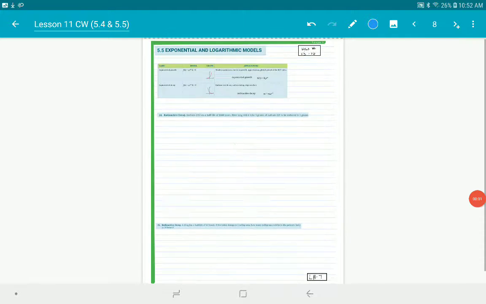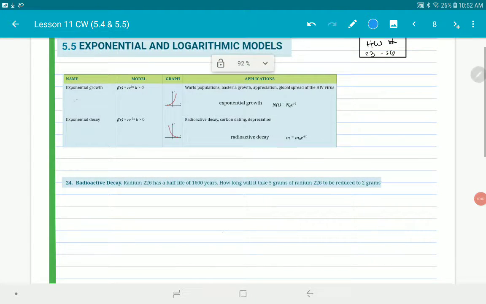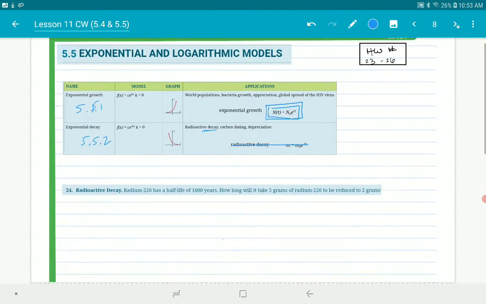All right, continuing with section 5.5, we did 5.5.1, and now we're doing 5.5.2, which is decay. But instead of using a different equation, we're going to use that same equation and recognize, just like we saw when the population growth was a decrease, the rate can be negative, and that is essentially decay. So we'll use that same formula, so we don't have to memorize more than one formula.